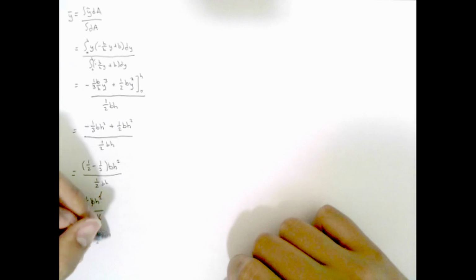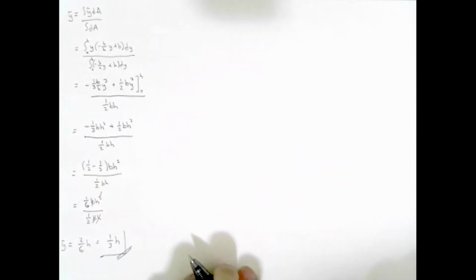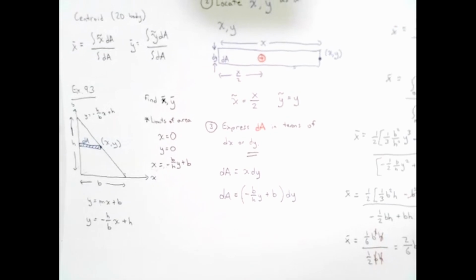bh squared over 1/2 bh. And hopefully you're starting to see the pattern here. 1/6 over 1/2 is just 2 over 6. B cancels out. And one of the h's cancel out, so we get 2/6 of h, or just 1/3 h. And we found the centroid in the y direction for this triangular shape.